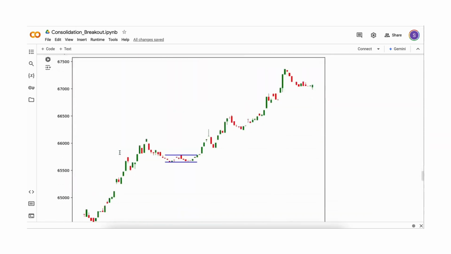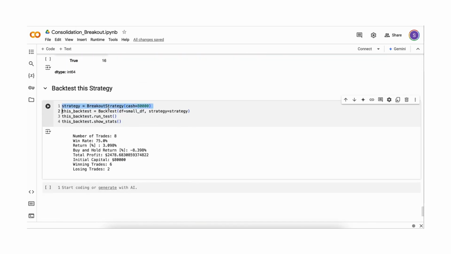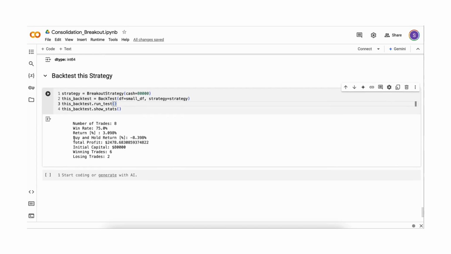So let's see what happened when we did that. For these 7,000 data points in Bitcoin, we took cash which would allow us to buy 1 Bitcoin. Bitcoin was trading around 760, 770K, so this would allow us to buy 1 Bitcoin at a time. We run this backtest and we see that the buy and hold return was minus 8%, which means that Bitcoin was not doing very well in this period. But this extremely simple breakout strategy was able to give us a return of 3%, which is amazing. It's 11% above the buy and hold strategy.